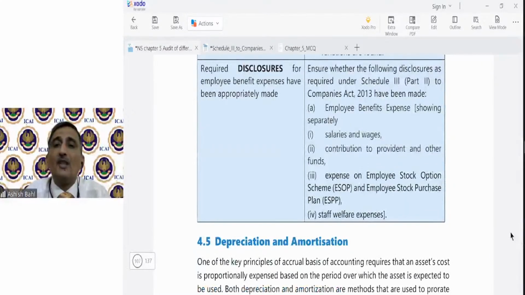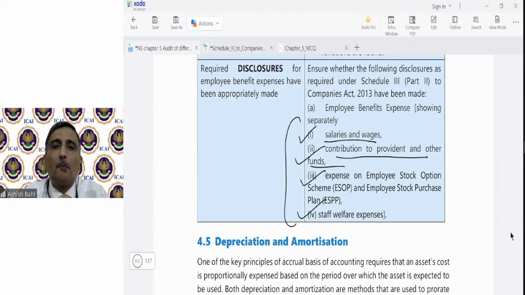And what disclosures are required under Schedule 3 in respect of employee benefit expenses? It means salary and wages have to be disclosed. Contribution to PF and other funds, ESOPs, employee stock options, and staff welfare expenses. So these have to be disclosed separately as per the requirement of Schedule 3.